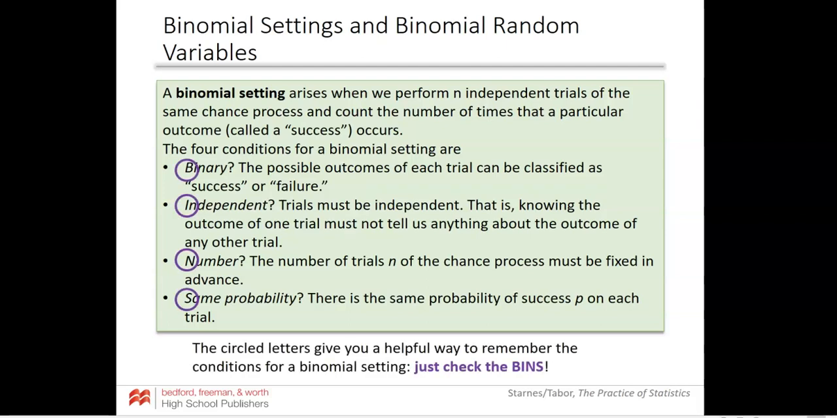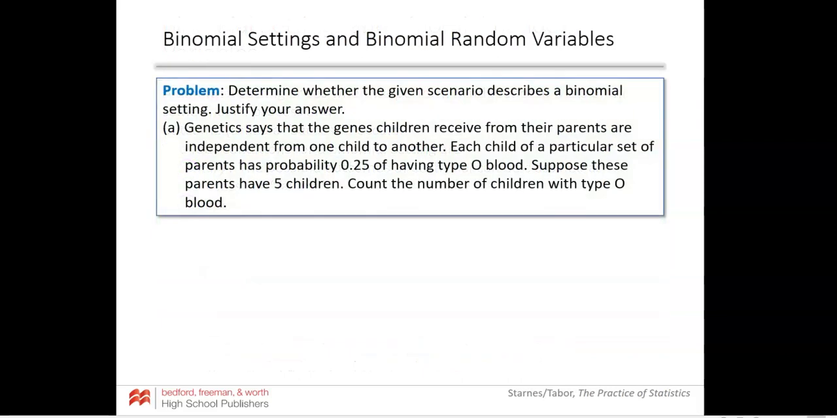We memorize these 4 things by saying the word BINS. So it's like our acronym, or I'm not sure what it's called, but I remember with BINS. So I think about those 4 things. That's something you have to check in a lot of problems, just to see, is this binomial or not? So genetics say that the genes children receive from their parents are independent from one child to another. I think that's true. Each child of a particular set of parents has probability of 0.25 of having type O blood. Suppose parents have 5 children. Count the number of children with type O blood.